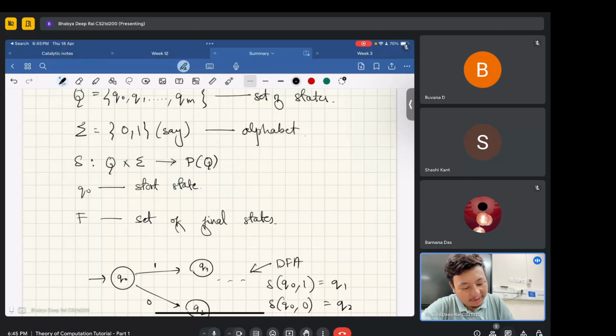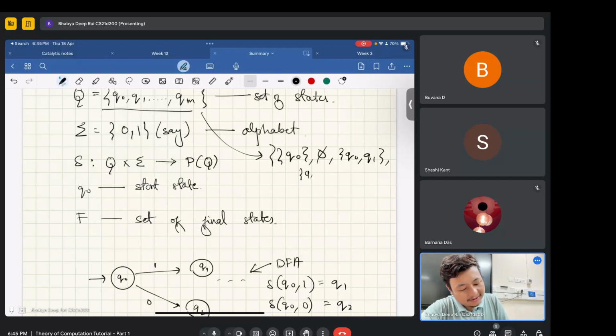Okay. What is the power set of Q? Look, Q is, this is my Q, no? Q0, Q1, and so on. What is the power set of Q? The power set of Q is like Q0, or empty set, or Q0, Q1, or Q1, or Q0, Q1, Q2, Q1, Q2, and so on.